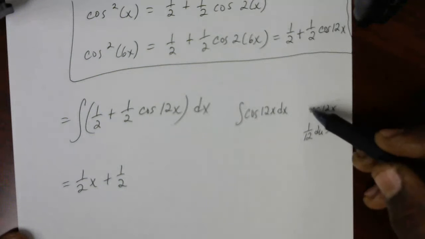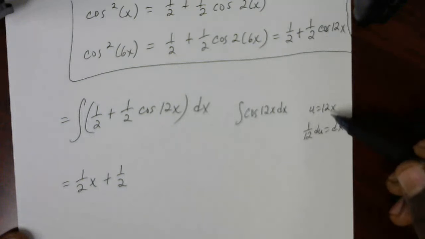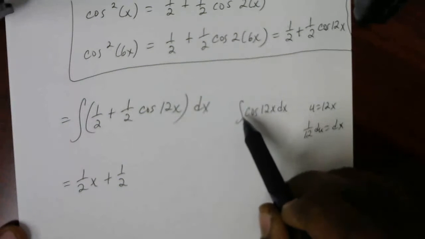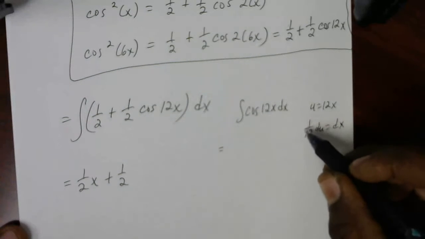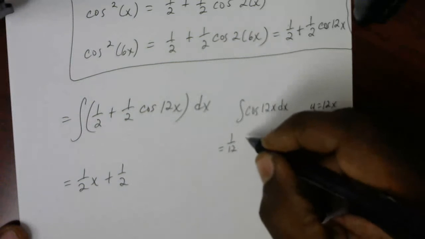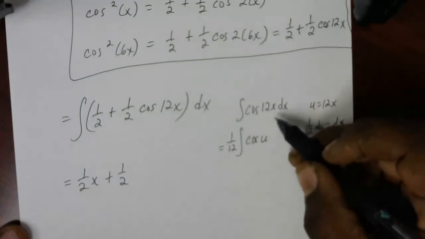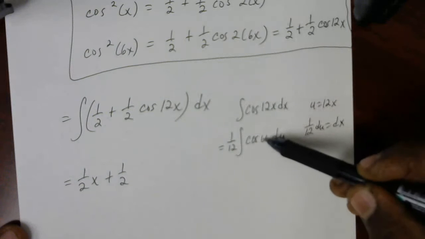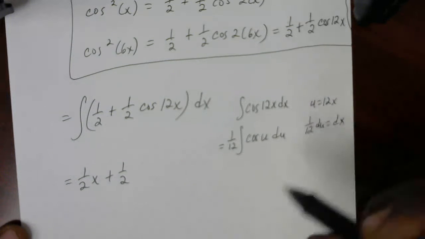Right, so I'm skipping some steps here, right? I took the derivative with respect to x for both sides. I multiplied both sides by dx and divided by 12. Right? So I can rewrite the integral of cosine 12x dx as 1/12 times the integral of cosine u du. Right, so I substituted 12x with u. I substituted 1/12 du for dx.